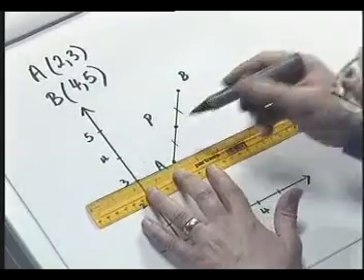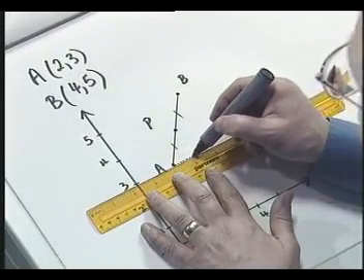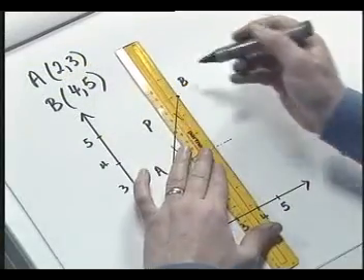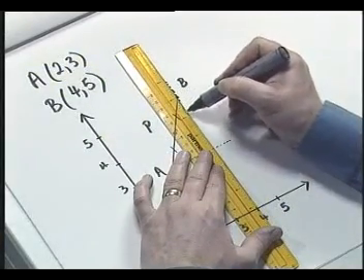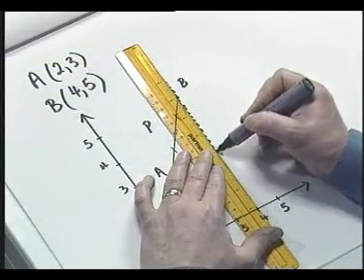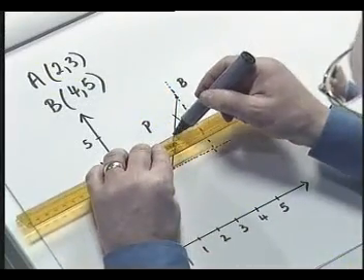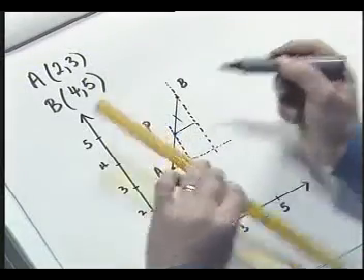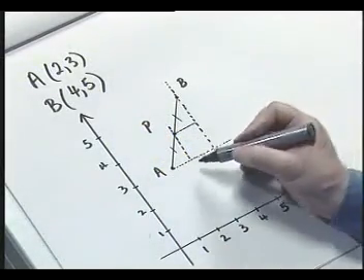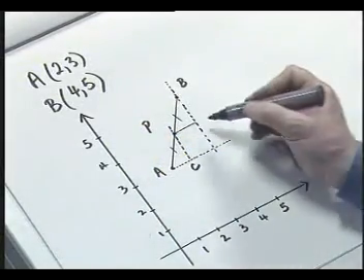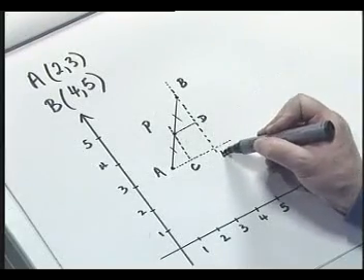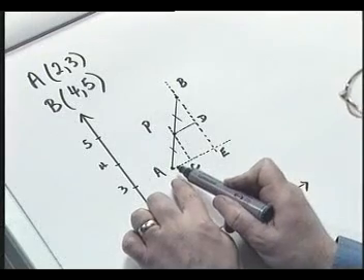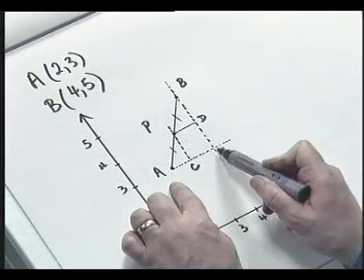Let's put some other lines in here. A horizontal line through A, a vertical line through B, a horizontal line through P, and a vertical line through P. And let's label some of these points that we've created C and D and E. Now let's look at the line segment from A to E.